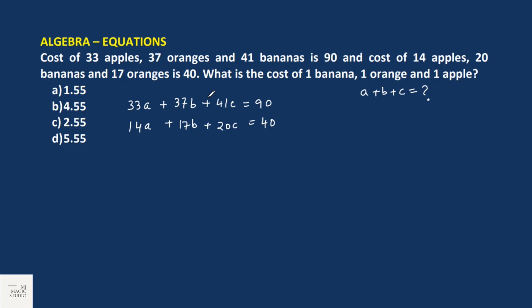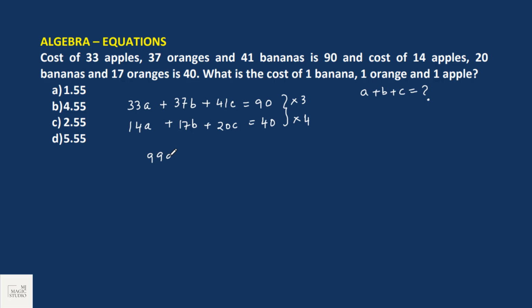If we look carefully, 33, 37, 41, these three are numbers which are in AP with difference of 4. 33 plus 4 is 37 plus 4 is 41. Similarly, 14, 17 and 20 are also three numbers in AP with difference of 3. So now the trick here is multiply the first equation with the common difference of the second equation and multiply the second equation with the common difference of the first equation, and you can see the magic.